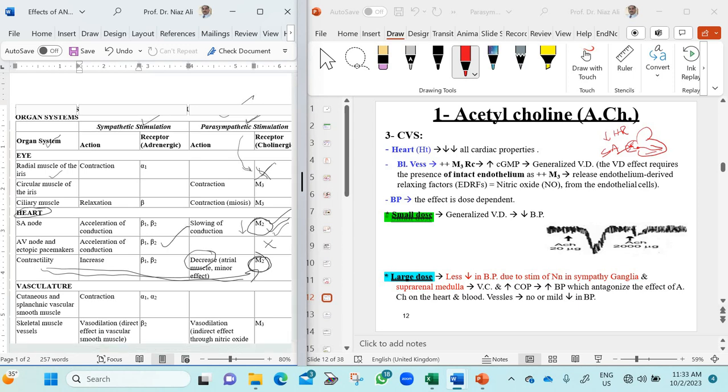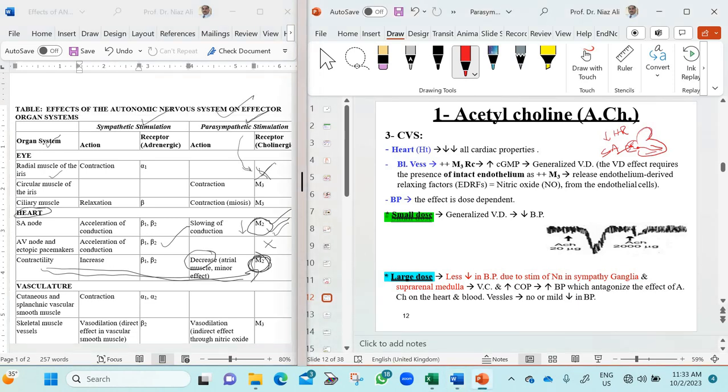It is supplied with the beta-1, beta-2 receptor of the sympathetic nervous system. Regarding the contractility, as I discussed in the previous slides, it is supplied with the M2 receptors. The myocardium is supplied with M2 receptors, and this contractility will be decreased. So stroke volume will be decreased also, and blood pressure will also be decreased.